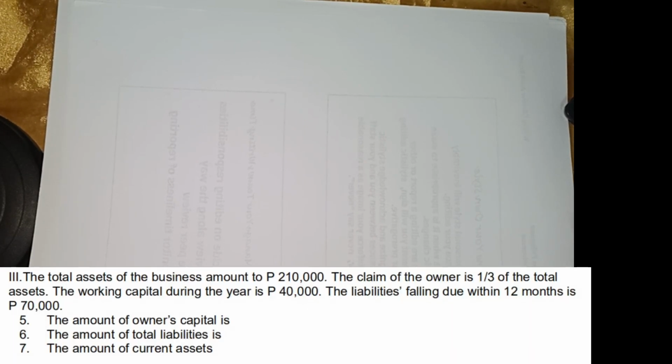Problem number 3, the total assets of the business amount to 210,000. The claim of the owner is 1/3 of the total assets. The working capital during the year is 40,000. The liabilities falling due within 12 months is 70,000. First question is, how much is the amount of the owner's capital?